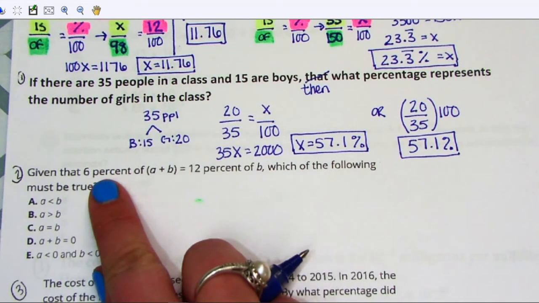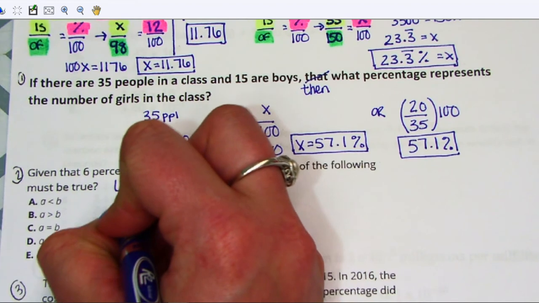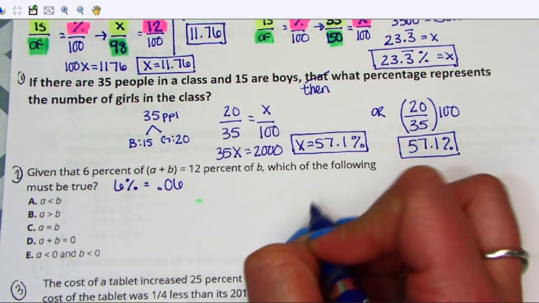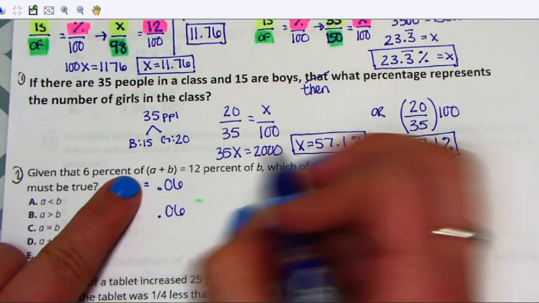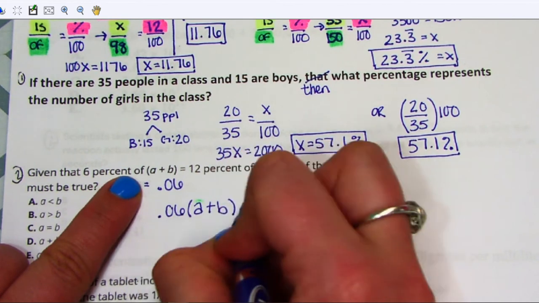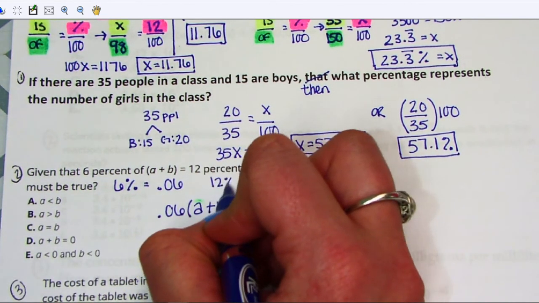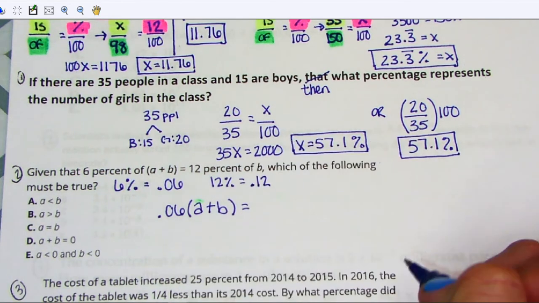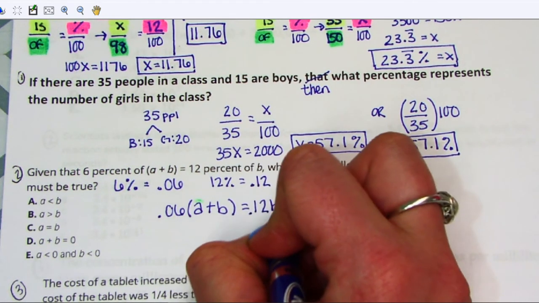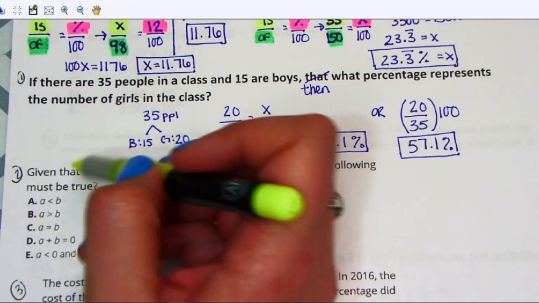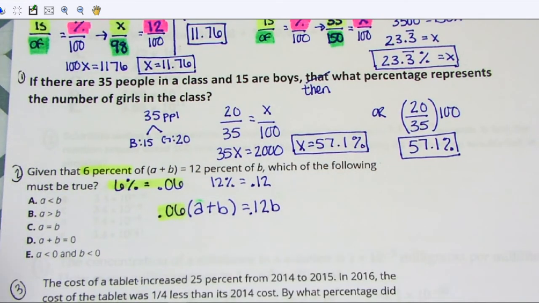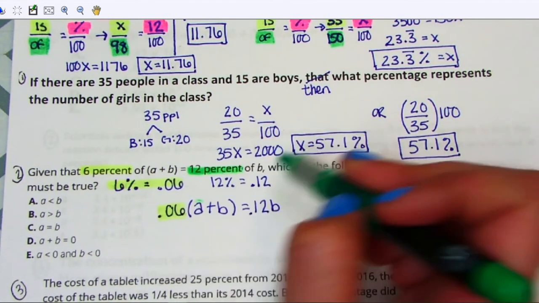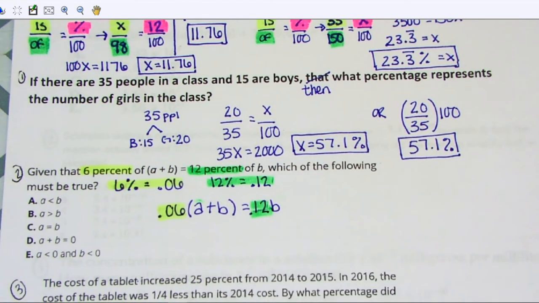When it says 6%, 6% as a decimal is 0.06. So when I'm rewriting this formula, I'm going to put 0.06. The term of means multiply, so A plus B equals, and then it says 12%. Well, 12% as a decimal is 0.12 of B. That means multiply. So when I see the percent, 6%, I change that to a decimal. And then when I see 12%, I want to change that to a decimal as well. And then all you have to do is test your answer choices.